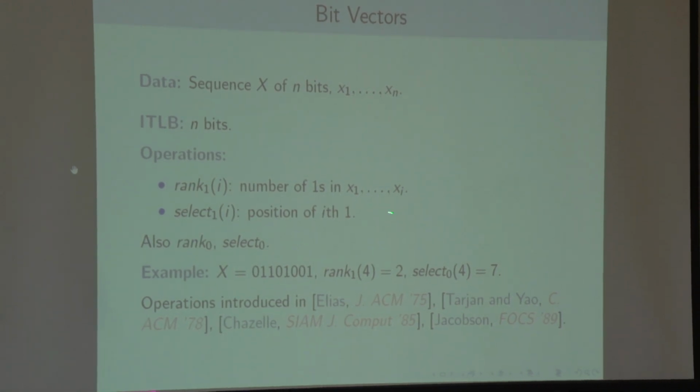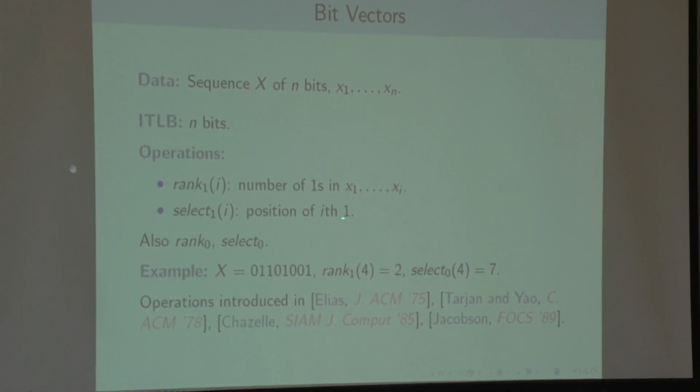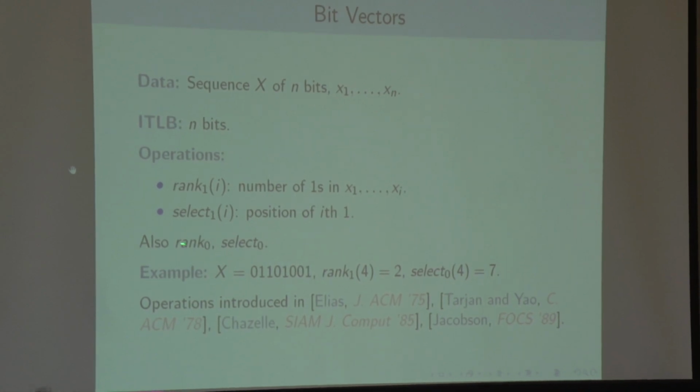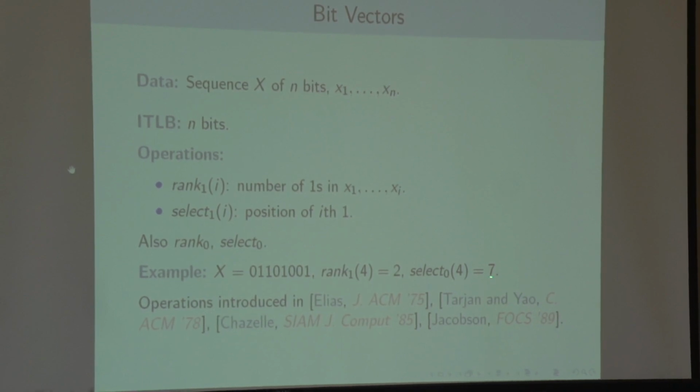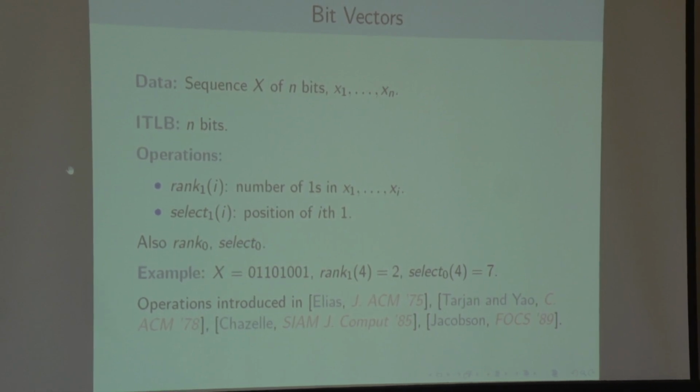And select 1 is basically the position of the ith one. And then you also have similarly rank 0 and select 0, which select 0 tells you the position of the ith 0. For example, select 0 of 4 is 7 because the fourth 0 appears in the 7th position of this bit string. So it's very straightforward.